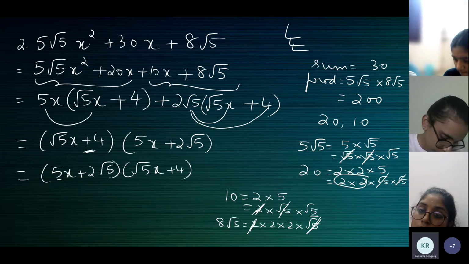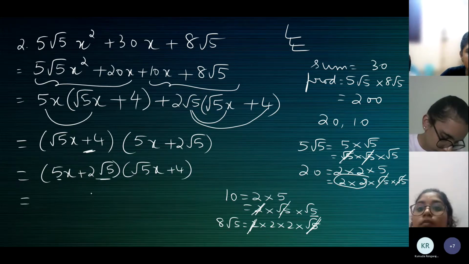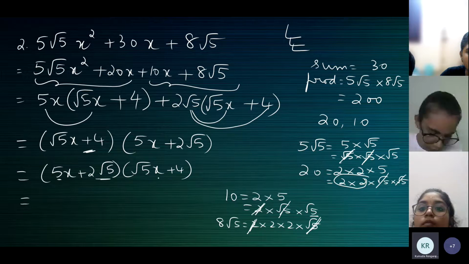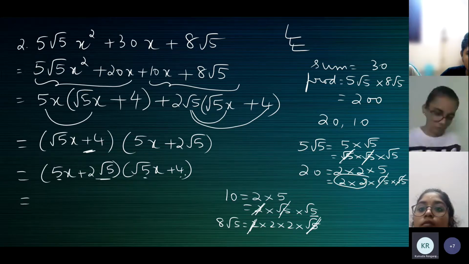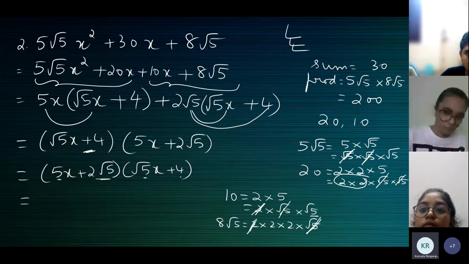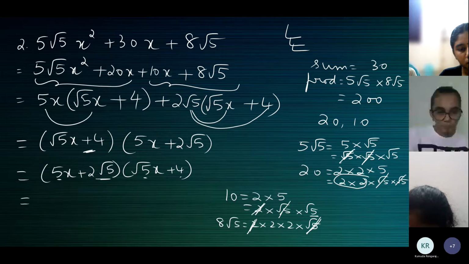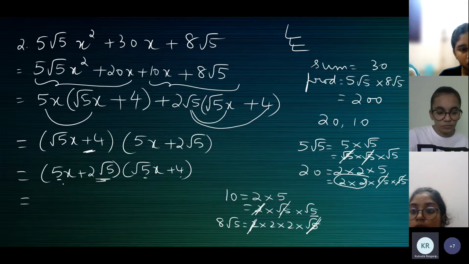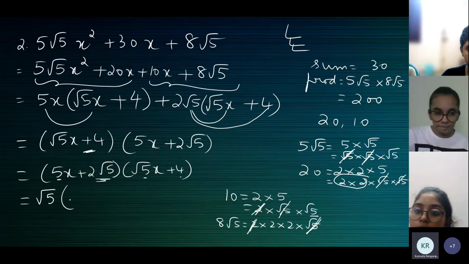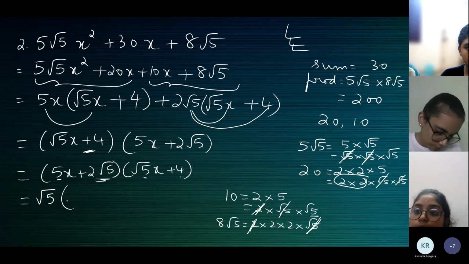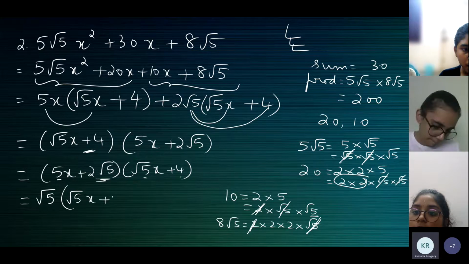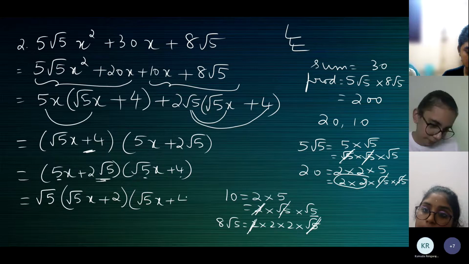Now, what is common between 5 and 2 root 5? In the second bracket, there's nothing common between root 5x and 4, except one. So I just put that in the end. What's common between 5 and 2 root 5? Root 5 is common. That comes out. So what in the bracket? Root 5x plus 2. And that root 5x plus 4.